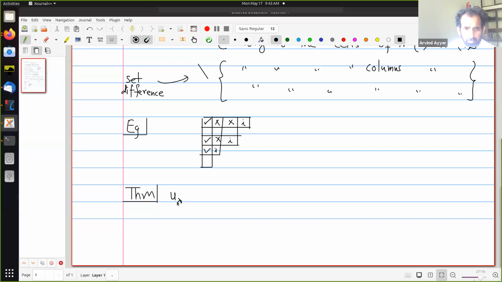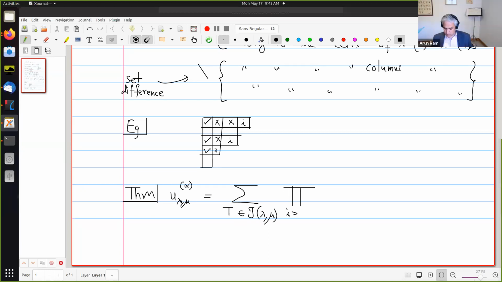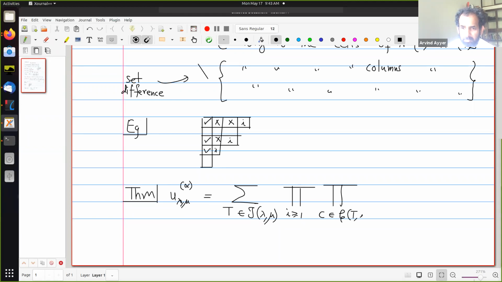So u lambda mu alpha is the sum over all semi-standard tableaux of shape lambda and weight mu, the product over i greater than or equal to 1, and then the product over cells in this set C_T,i over here, of, okay, it's really a horrible formula, B lambda i minus 1 alpha of C divided by B lambda i alpha of C. Okay, so it looks quite complicated.